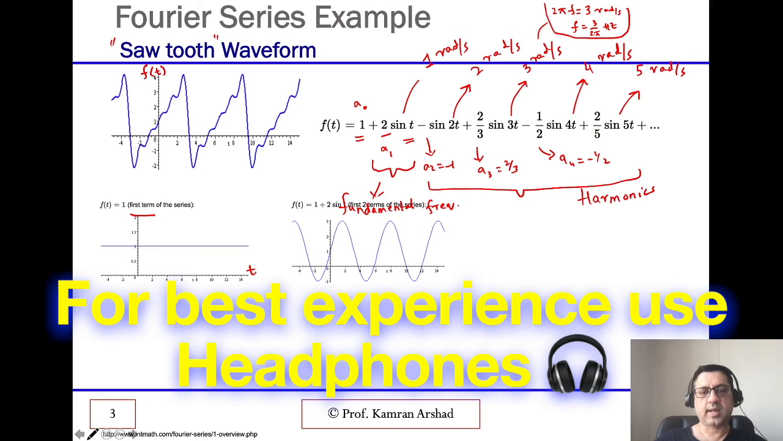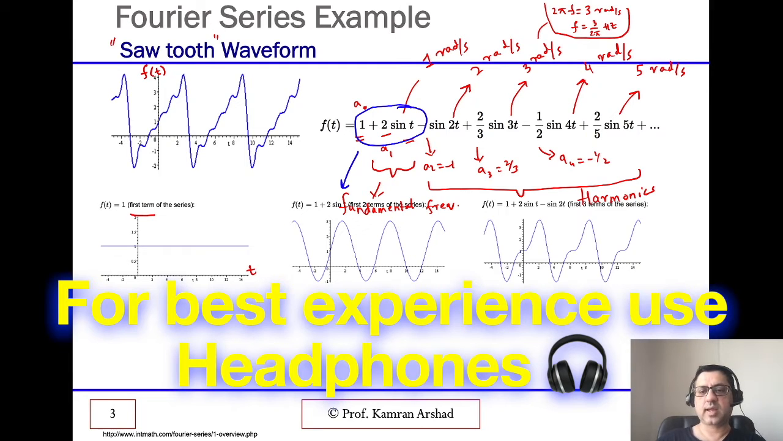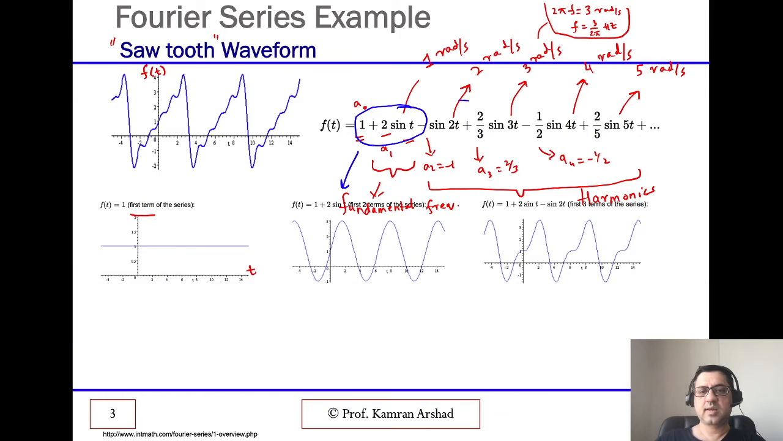Now I am adding the first two terms, 1 plus 2 sine t. You can plot 2 sine t very easily in MATLAB, and then you can add 1, so the whole thing will be shifted on the y-axis by 1. So this is 1 plus 2 sine t. And then you can plot the first three terms of your series. When I plot the first three terms, which is 1 plus 2 sine t minus sine 2t, my shape will be like this, and so on.